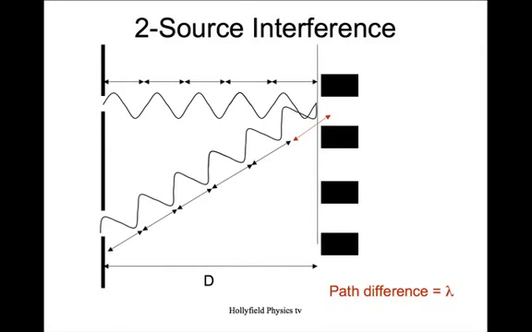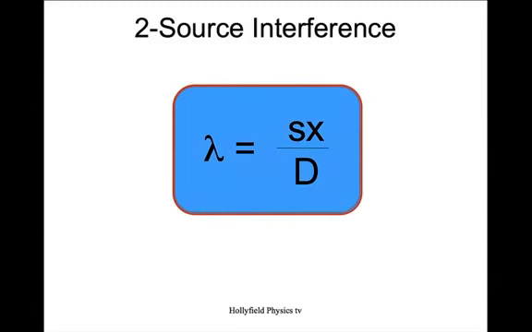Now if we have the distance between the screen and the slits as capital D, the separation of the slits as S, and the separation of the bright fringes as X, we'll get lambda equals S x over D. This is a great way to work out the wavelength of light, because we can use this experiment using laser light, find those fringes, measure S, X and D, and calculate the wavelength of the light.